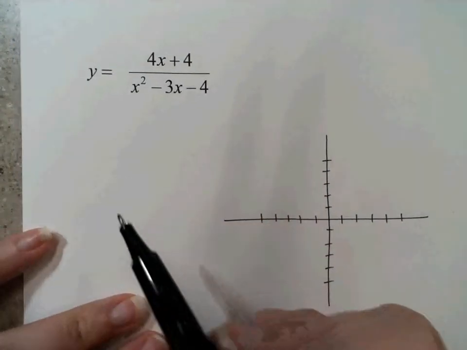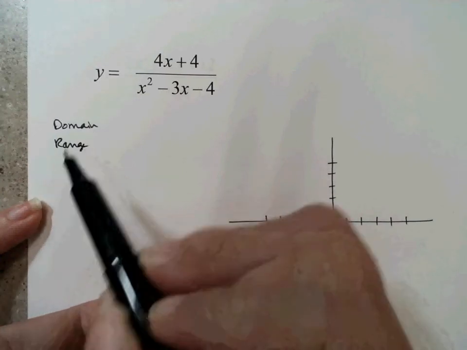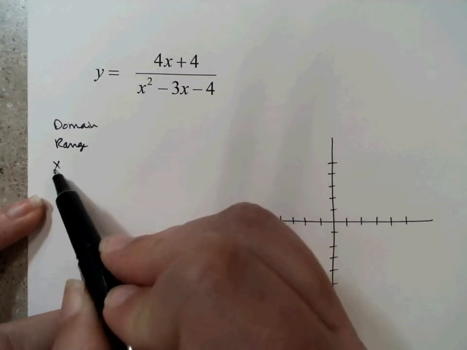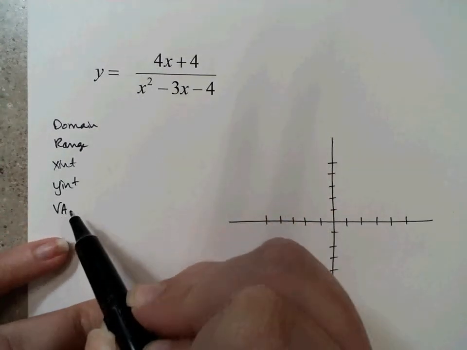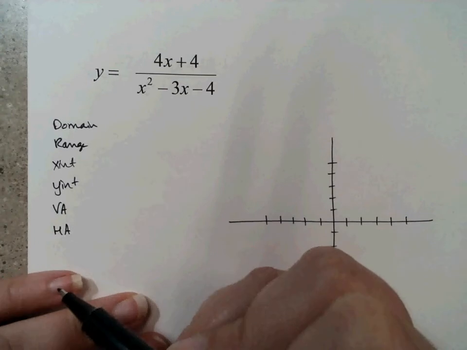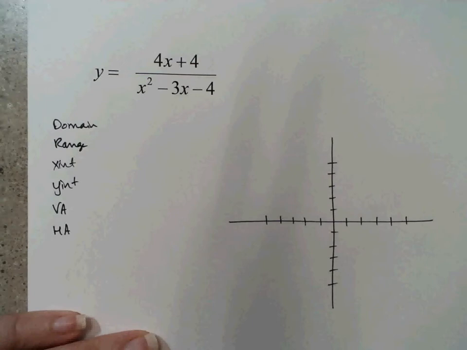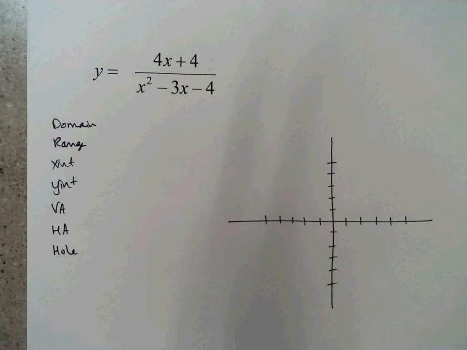Let's talk about all the different things we want to know. Domain. Range. I'm including range because that's an interesting thing when you talk about rational functions. X-intercept. Y-intercept. Vertical asymptote. Horizontal asymptote, if there is one. I don't know if I want to conclude anything as far as end behavior. Oh, and holes in the graph, if there are any. Okay, so let's play around with this.